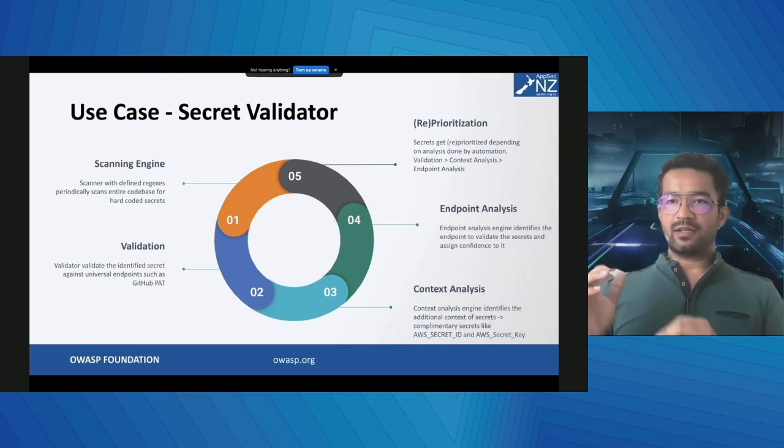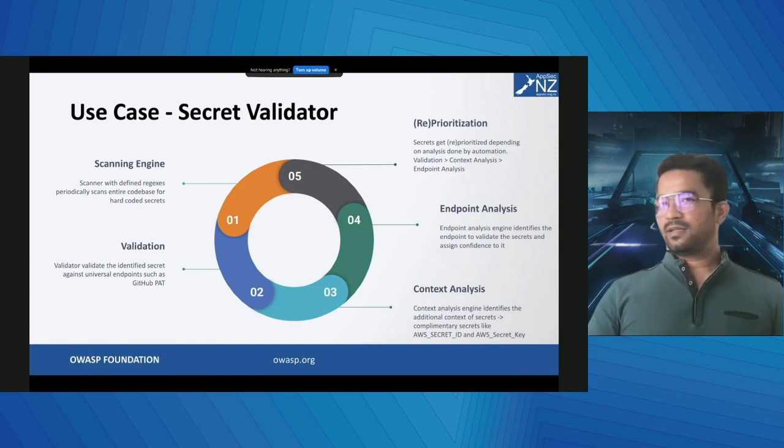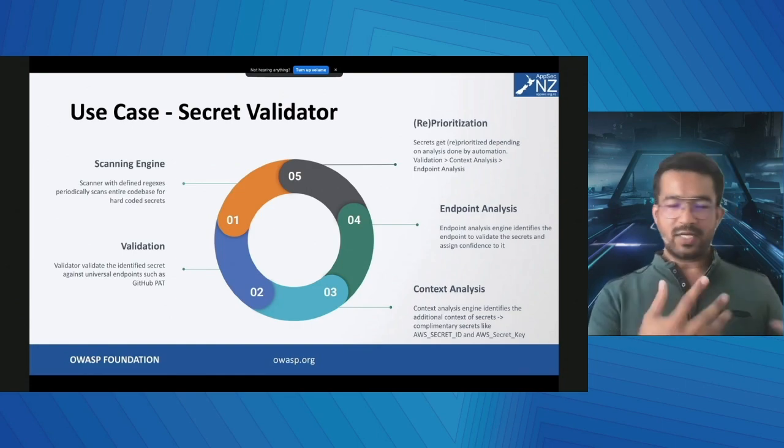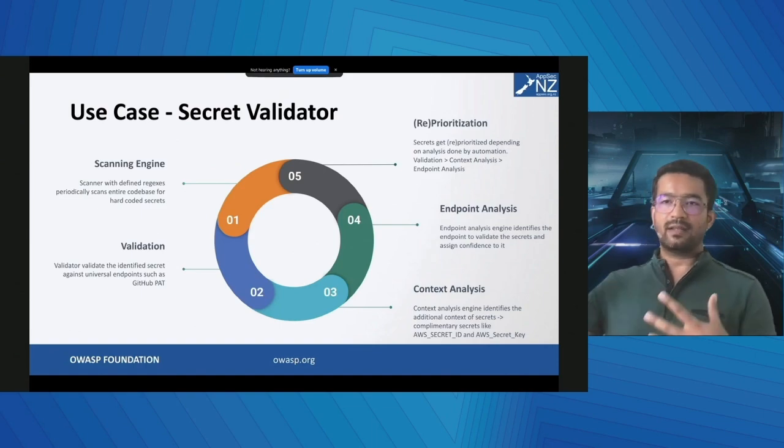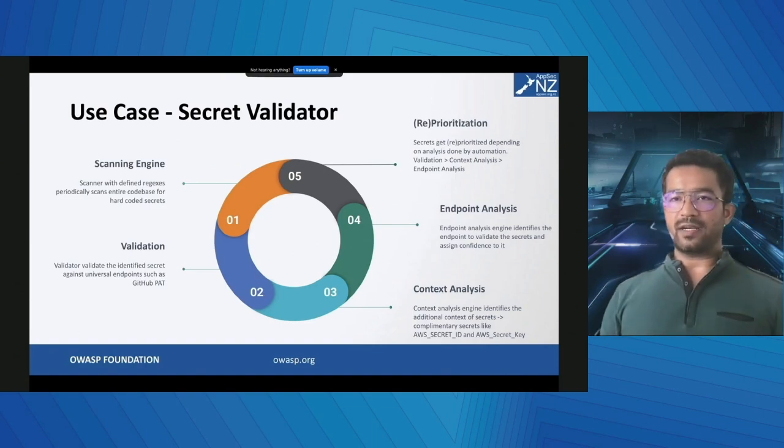You pick that secret, you send it to the endpoint, you validate, you get 200, secret is valid. If not, secret is not valid. For example, GitHub personal access token. We have a GitHub universal endpoint against which we can validate, the easiest piece of it.